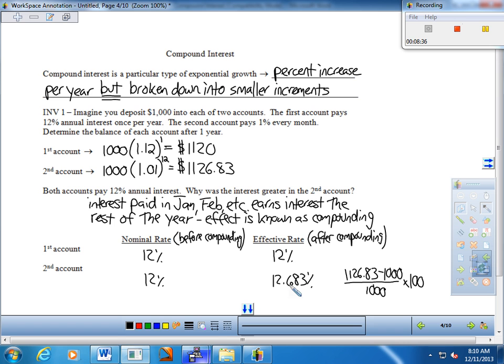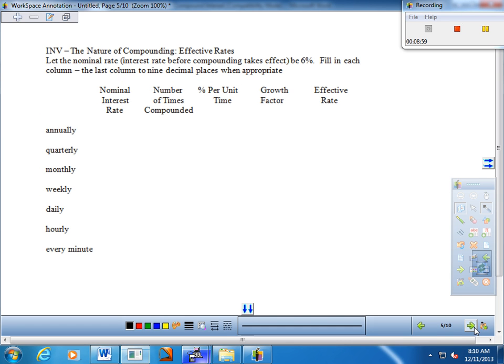All right, perfect. So as you can see, interest earning interest, what that does is it changes the growth rate. It's more than the annual interest specified in the problem. Okay, very nice. Now the next investigation is kind of the big one. So now what we want to do is really take a look at how the effective rate changes based on the way we compound. So as you can see, the title is The Nature of Compounding, and we're going to take a look at that effective rate in just a little bit.